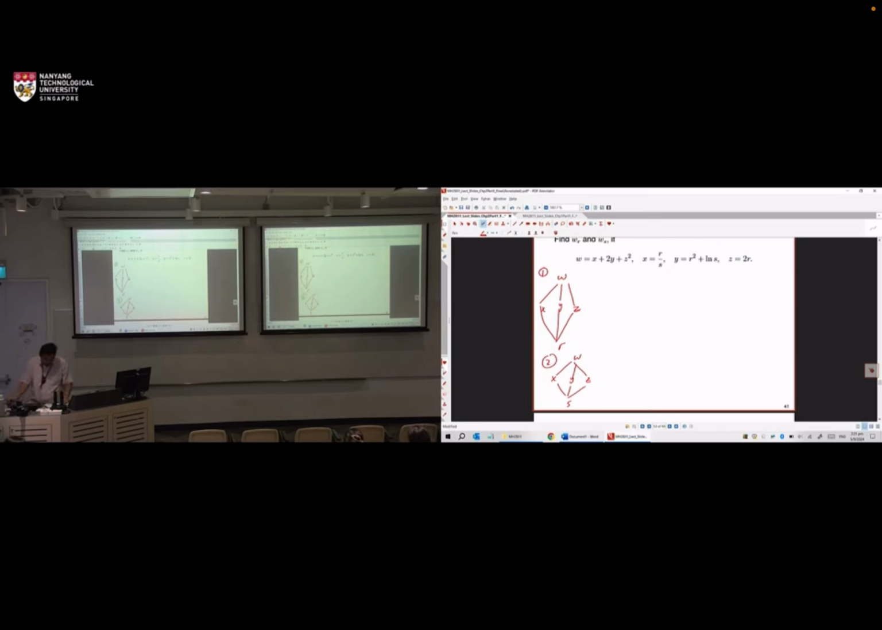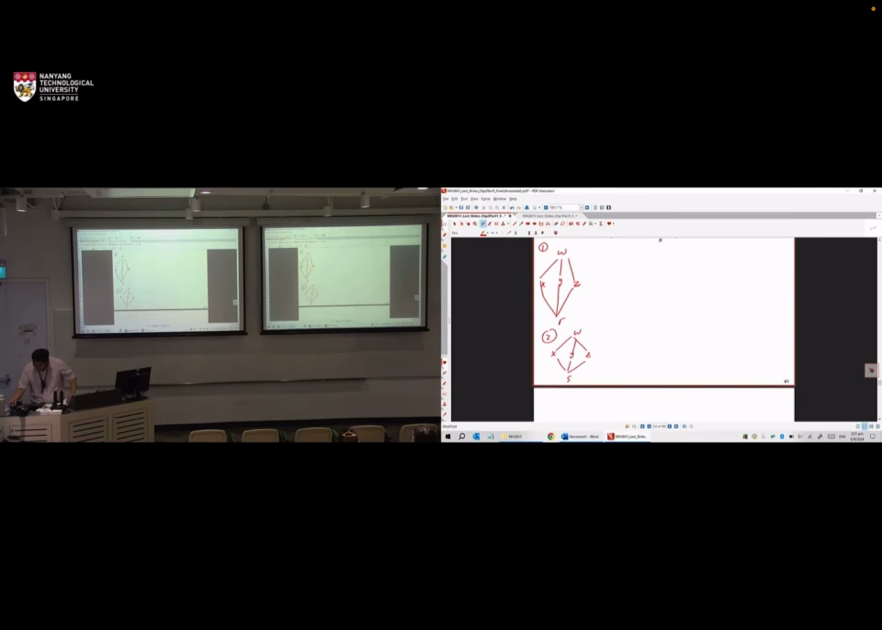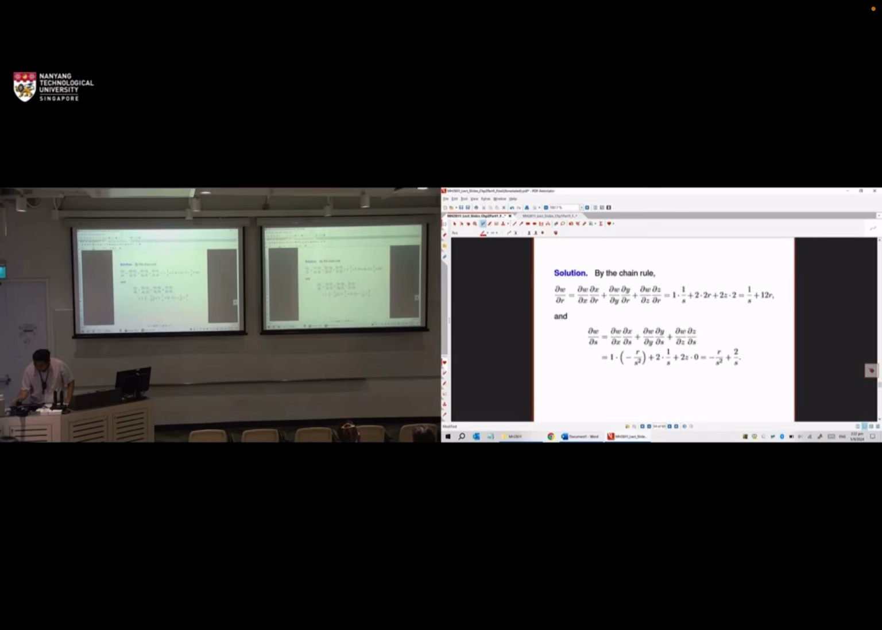So for the first diagram, you can see W goes to x, then goes to R. W goes to y, then goes to R. W goes to z, then goes to R. I've already written the full solution here anyway.